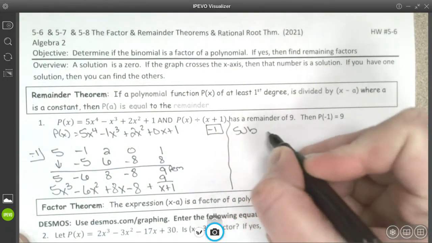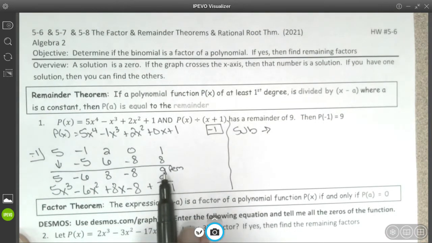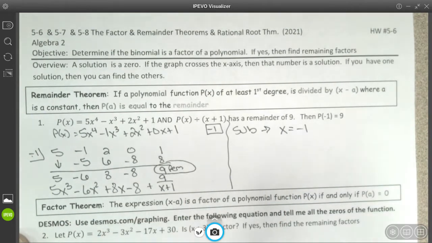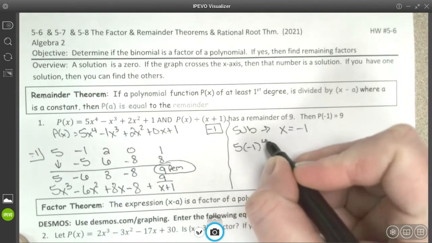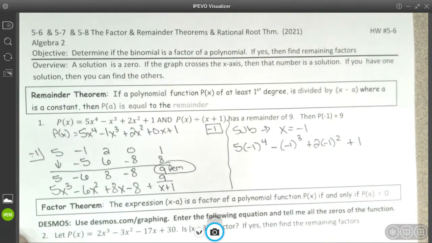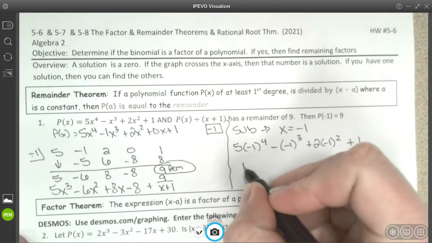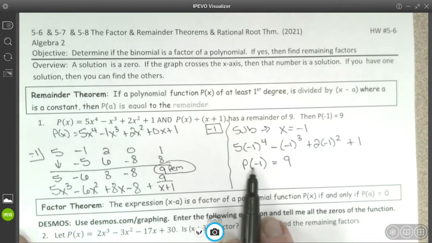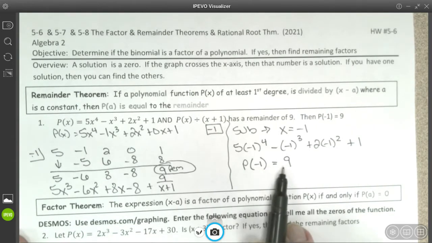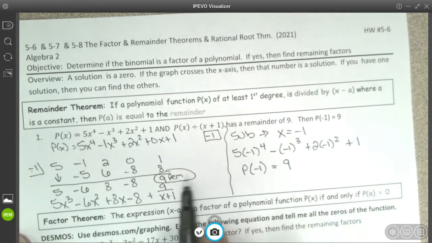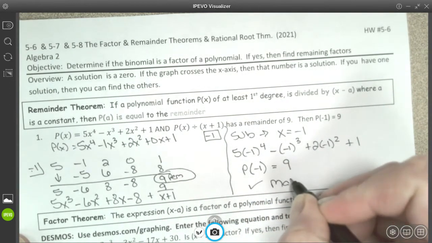So when we do substitution, we should get the exact same answer, and the exact same answer is whatever your remainder is. We should get 9. So I'm going to plug -1 in for x into my function. So I have 5 times -1 to the 4th minus -1 to the 3rd plus 2 times -1 squared plus 1. I ran this in my calculator, and I did, in fact, get 9. And so this just says in function notation, when x equals -1, your answer equals 9. So since it matches, we know that we did them correct. So it's good when it matches.